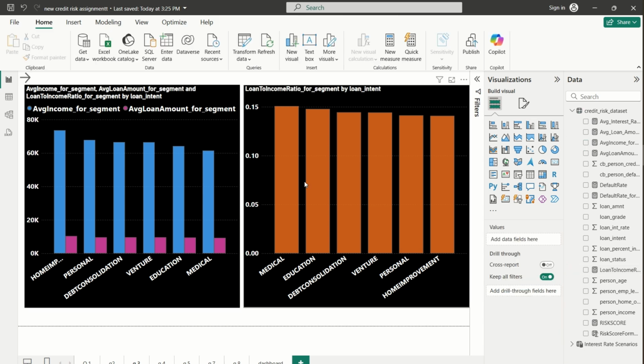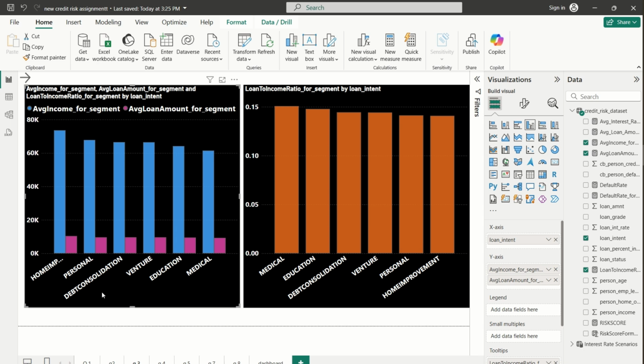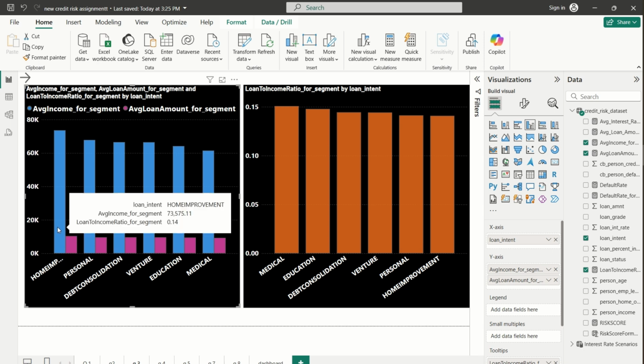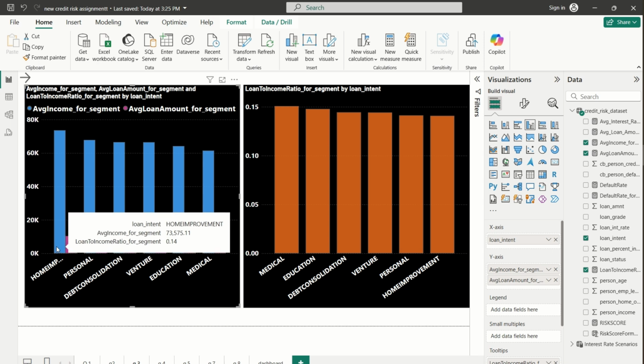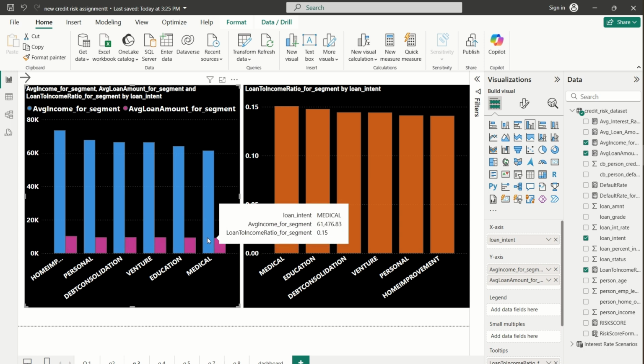Now for visualization, I have used two cluster column charts. So we will see the first one. On x-axis, I have added loan intent, and on y-axis, I have added average income and average loan amount. Also, you can see there are two bars. One bar is for average income and second bar is for average loan amount. So if we see home improvement, it is having highest average income, which is 73,575.11. And if you see the last bar, which is smaller than the other, it is for medical. It is having less average income, which is 61,476.83.